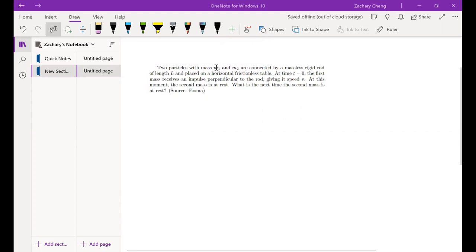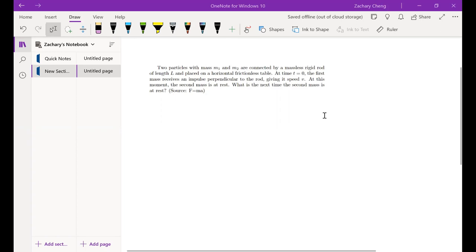So this week our problem is we have two particles with these masses that are connected by a massless rigid rod of length L. And at time t equals zero, the first mass receives an impulse perpendicular to the rod, which gives it a speed v. And at this moment, the second mass is at rest, and we want to find what is the next time the second mass is at rest. It's an F equals ma problem.